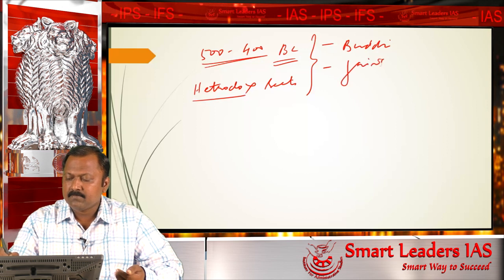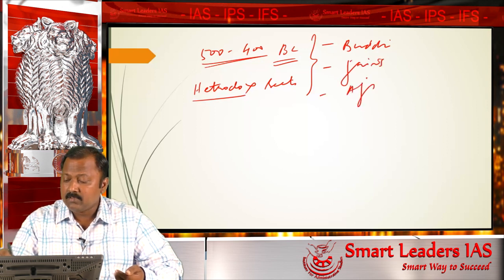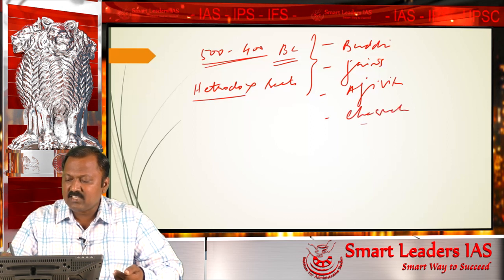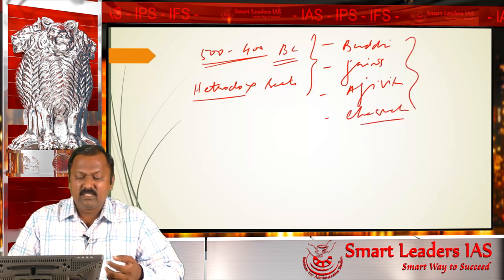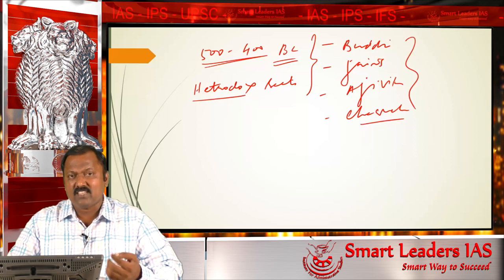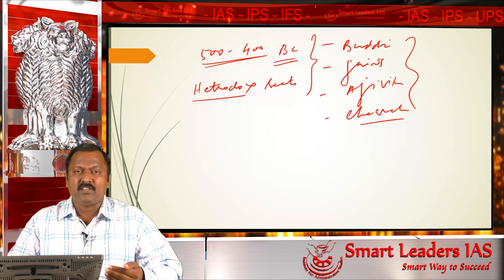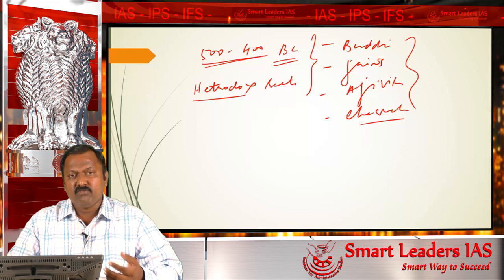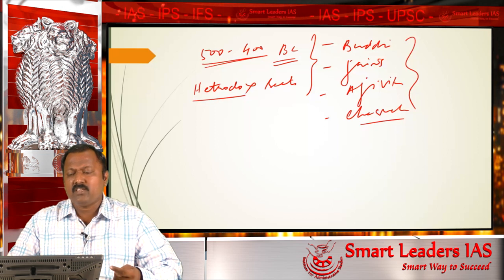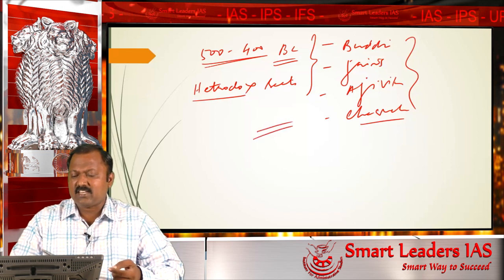Jainism, Ajivika, Charvaka, etc. So like this, many heterodox sects emerged. There are reasons why these heterodox sects emerged only around 500, 400 BC, and we will discuss that in some other class. So this period is characterized by this.